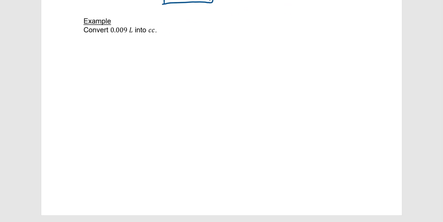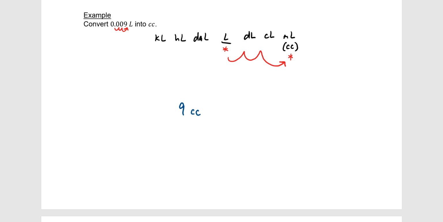And for one more here, let's convert 0.009 liters into cubic centimeters, into cc's. So we have our little prefixes set up. So we're starting with liters this time, and we are going to convert that to cc's, which is milliliters on the right. So that's 1, 2, and 3 to the right. So we're going to move that decimal place 3 spots to the right. 1, 2, and 3. And 0.009 liters ends up being 9 cubic centimeters, or 9 cc's.